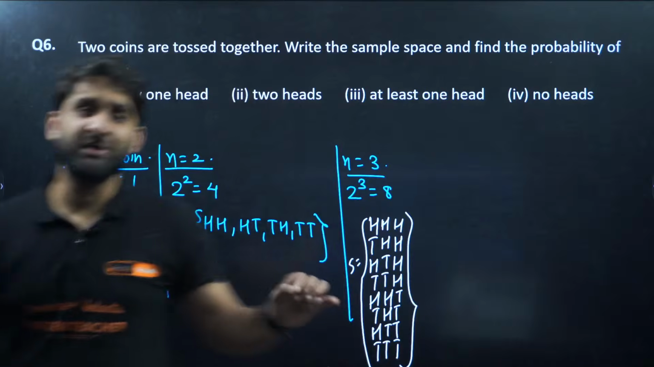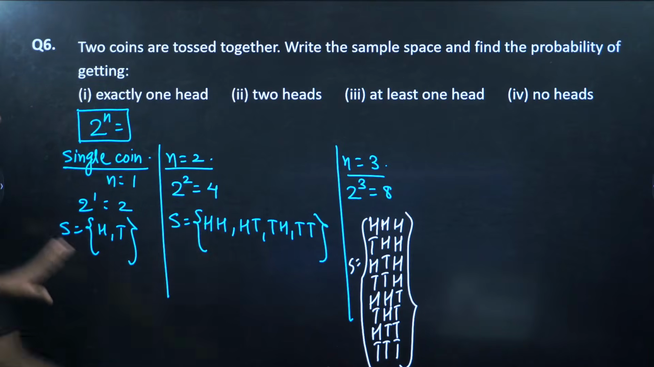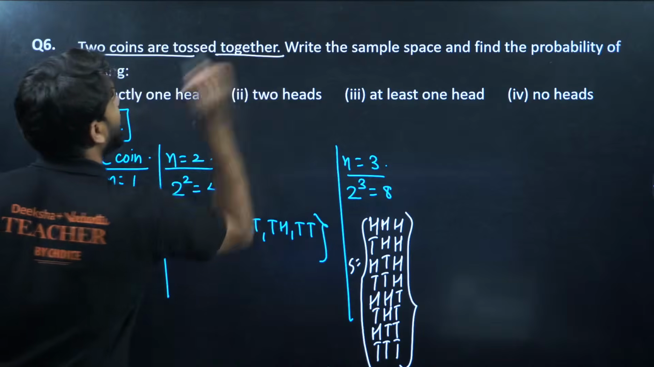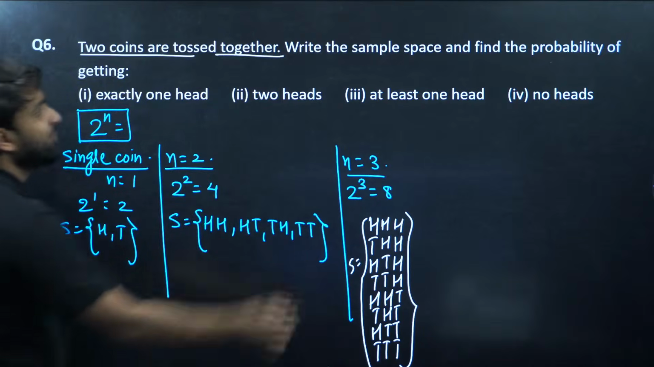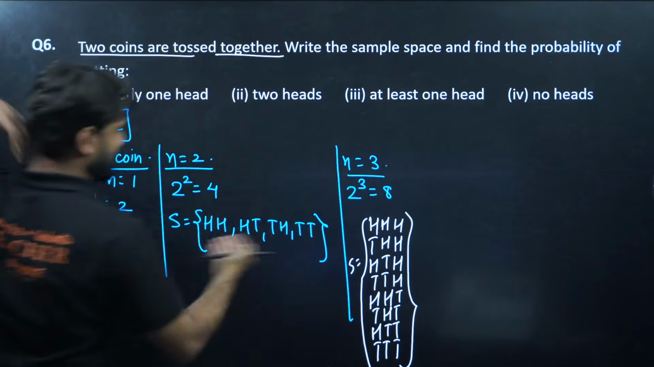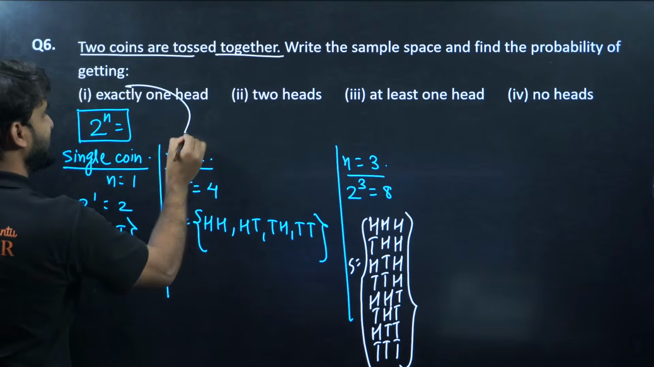But here in this question, we are talking about this. Look, two coins are tossed together. So we are talking about this. So write the sample space. So the sample space is done. For this question, this is the answer.